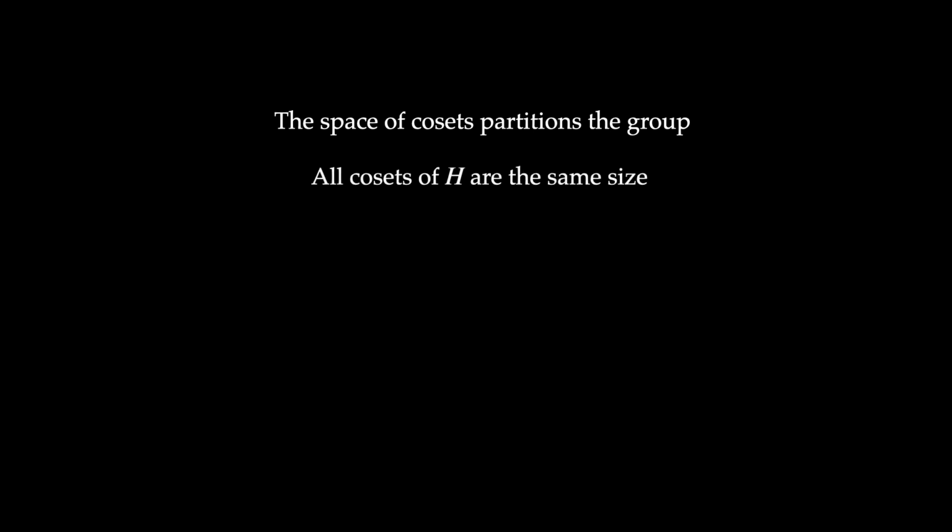So why did we do all this? What was the point of all of this? Well, the point of all this was to come up with a fundamental theorem in group theory which will help us solve the original problem. So what do we know? We know that the space of cosets partitions a group. All the cosets of H in G are the same size, and all the cosets of H in G are equal to the size of H.